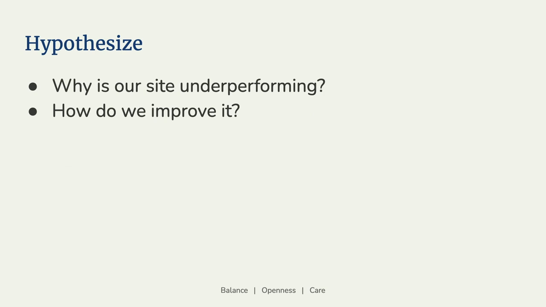So once we realize that we're not getting the results we want, we have to think of how we can fix that. We have to make a hypothesis, or an assumption supported by the data. And we decide that our button just doesn't stand out. So we make a hypothesis that if we change our call to action from orange to maybe green, more users will perform the call to action.